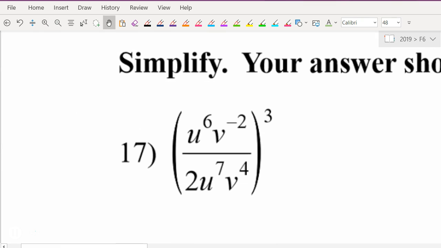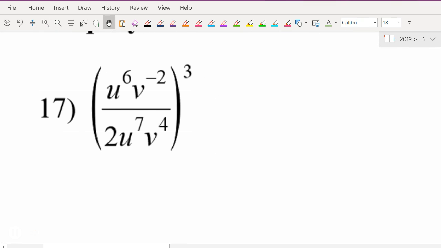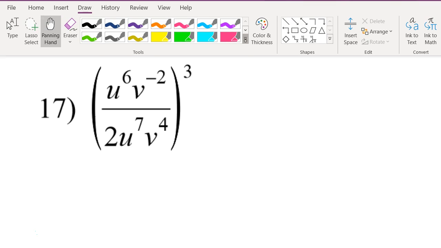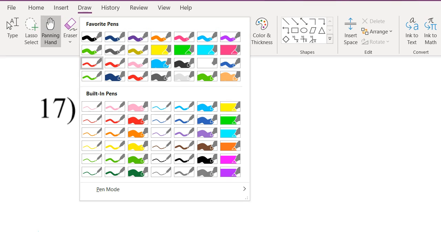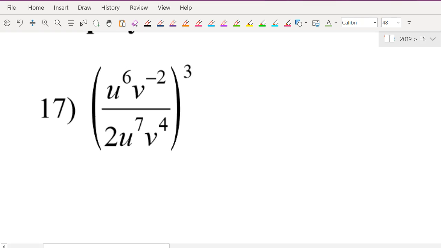Okay, now I need to change pencils here. Let's change pencils. I need a smaller pencil. I'm going to use pink. All right. Who wants to try this one?